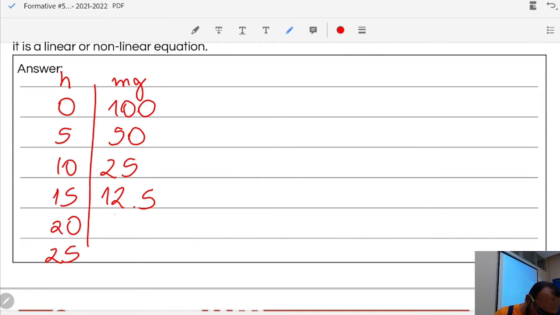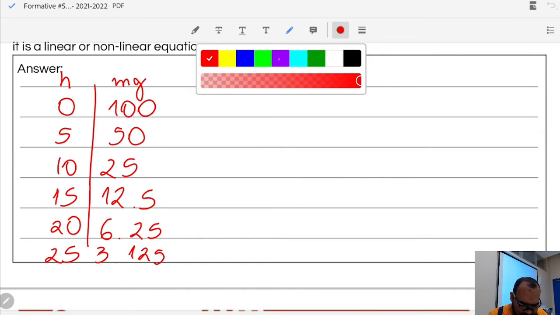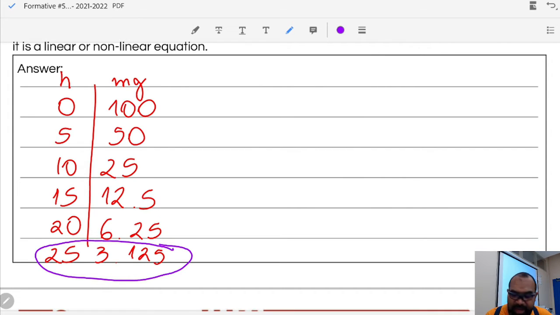Mister, now it's harder, but not much. 6.25. And after 5 hours, another half, half of 6.25, 3.125. That's why I told you we needed 3 significant figures, 3 decimals, because of this number here. As you notice, I'm looking for this one. 25 hours, 3.125 milligrams I have left over in the bottle.